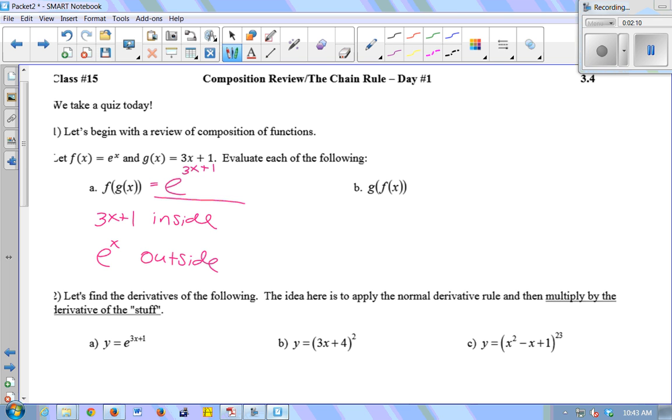All right, what would g of f of x be? Yep, 3 e to the x plus 1. So in this case, what's your inside function? E to the x is the inside function. And what's my outside function? 3x plus 1.